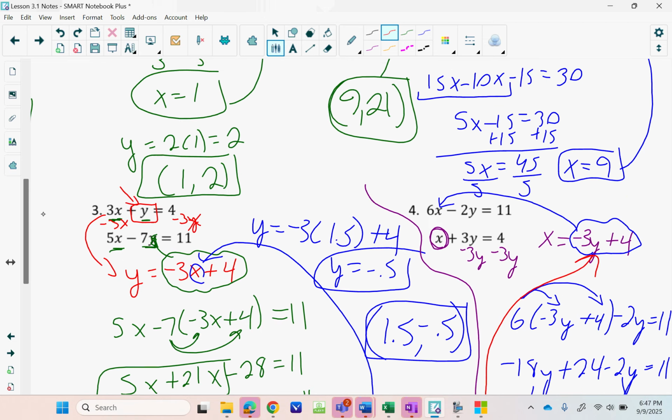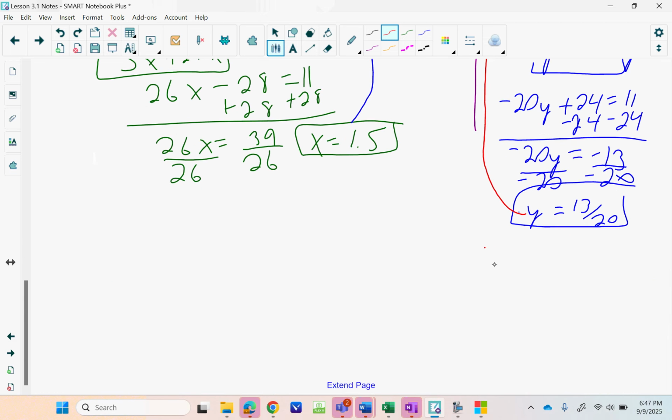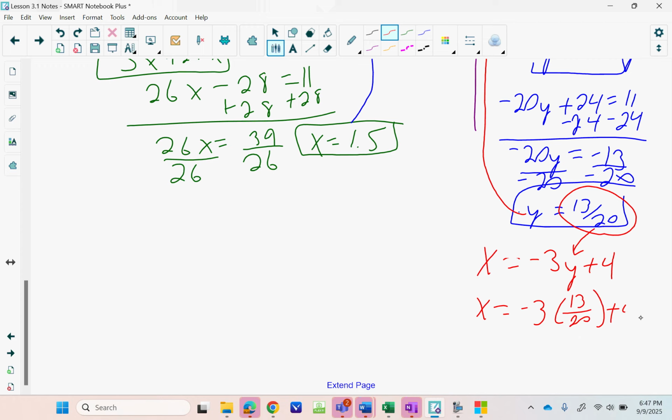So let's see, I have x is equal right here, negative 3y plus 4. Okay, I'm going to take this and I'm going to put it in there. And I'm literally making my calculator do the work here. So I'm typing my calculator just as I see it. And I get 2.05, which is 41 over 20.